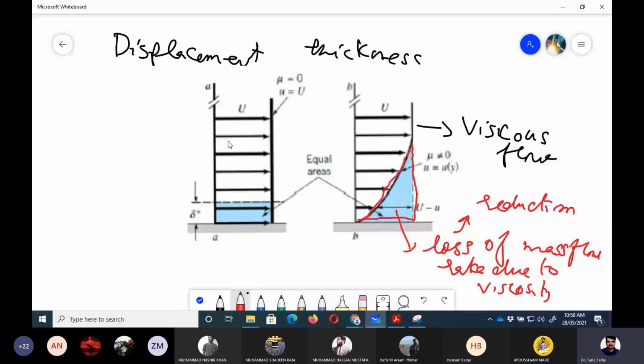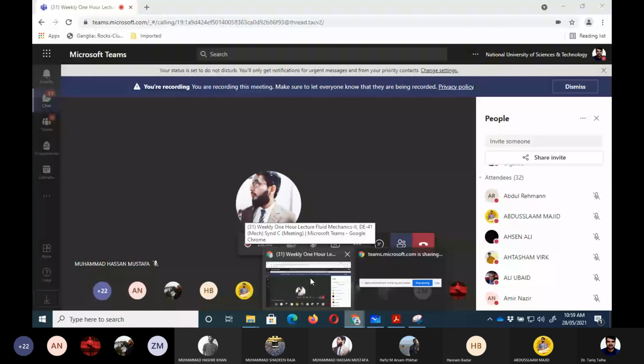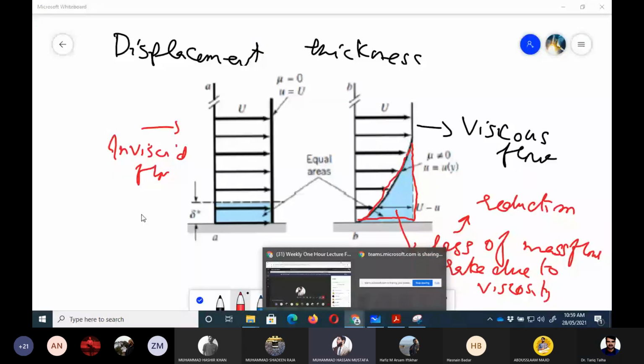So it means that if we measure the mass flow rate for the viscous flow, and this is the inviscid flow, can anyone tell me, if we are measuring the mass flow rate for both situations, whose mass flow rate would be more, inviscid flow or the viscous flow? Anyone from the figure? Hassan Mustafa, are you there? Yes, sir. Can you repeat the question?